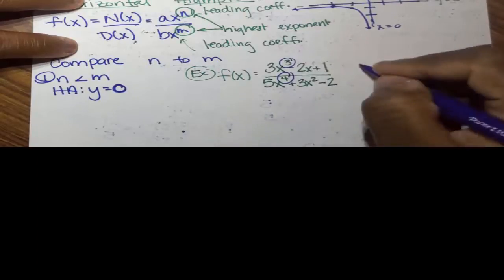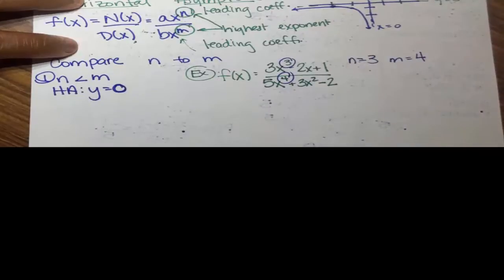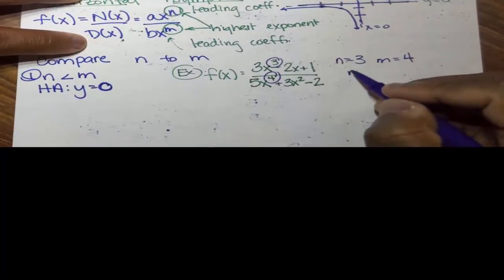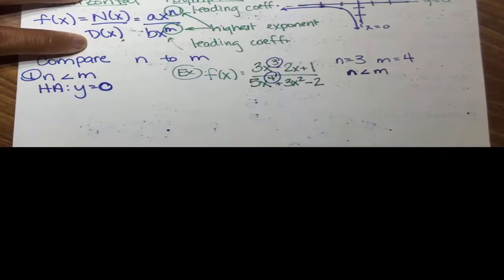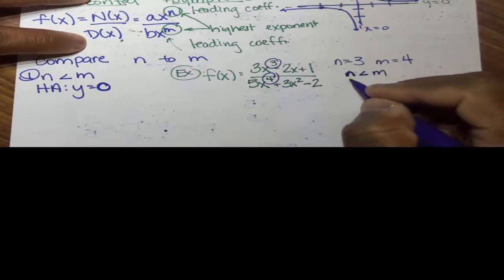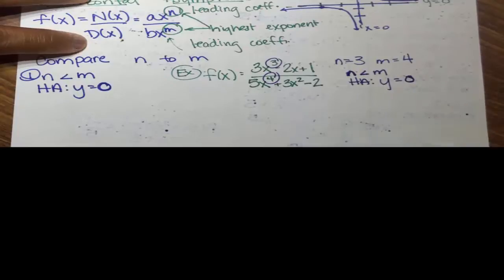This top value is n, so n is equal to 3 and m is equal to what? 4. N is equal to 3 and m is equal to 4. When we compare that, n is going to be what here? Less than m. If n is less than m, the horizontal asymptote is always at y equals 0, regardless of what it is. It's always at y equals 0.